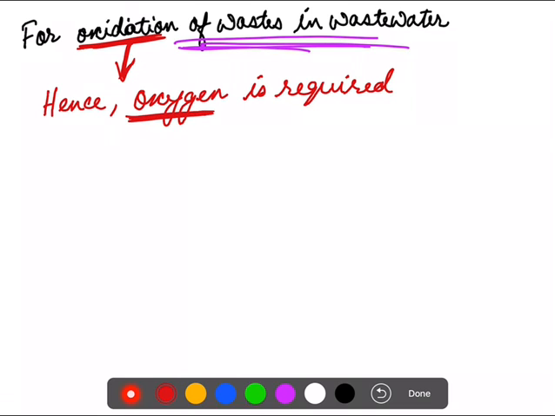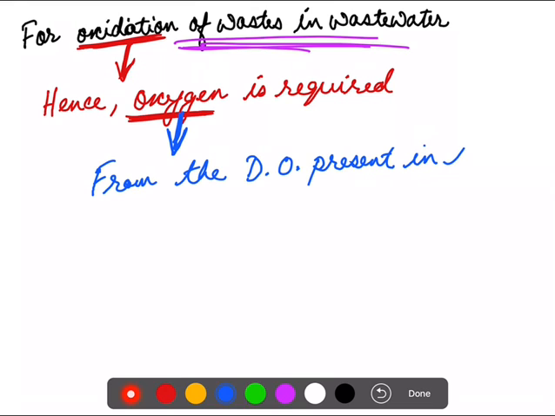So how is this oxygen coming? The bacteria obtain this required oxygen from the dissolved oxygen present in the wastewater. That is how dissolved oxygen is important.